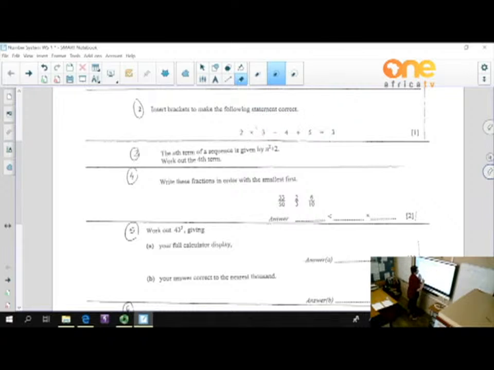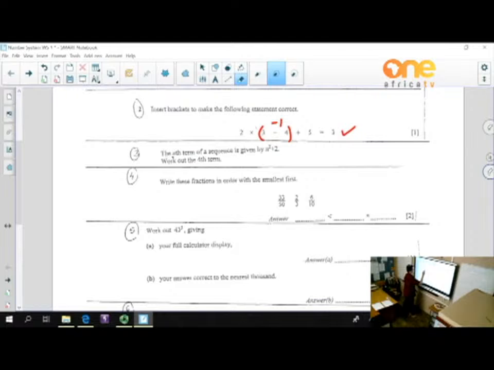So another method would be, for instance, to say 3 minus 4, which is negative 1. And negative 1 times 2 is negative 2 plus 5, and that is then 3. So that would be the correct one. So it's just trial and error.